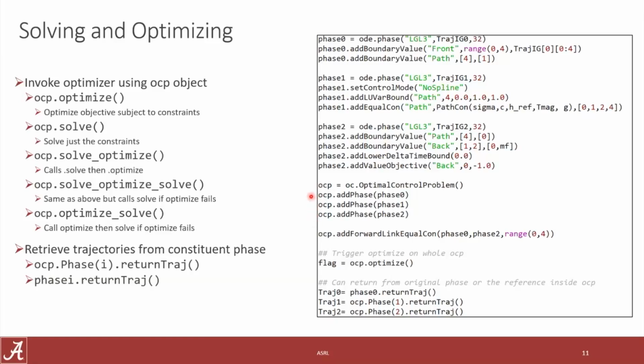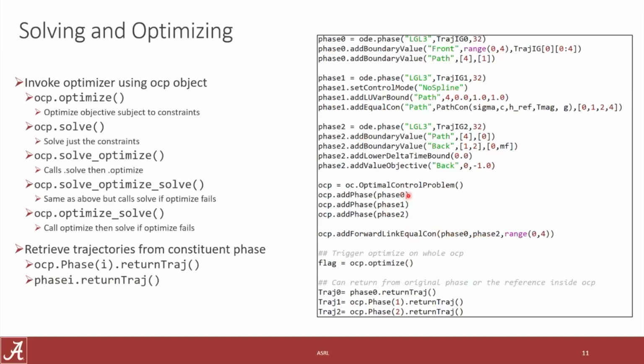We add all of those phases to it. Best practice, add them in sequentially, because there's nothing necessarily constraining you to do that, but as a user, it's helpful to remember a first in, first out type of methodology with your OCP. So we add phases to it. Then we can say, hey, we want index range 0 to 4 for all three phases. We want them equal. So add forward link equalcon from phase 0 through phase 2. So notice it doesn't have to be phases that are next to each other.